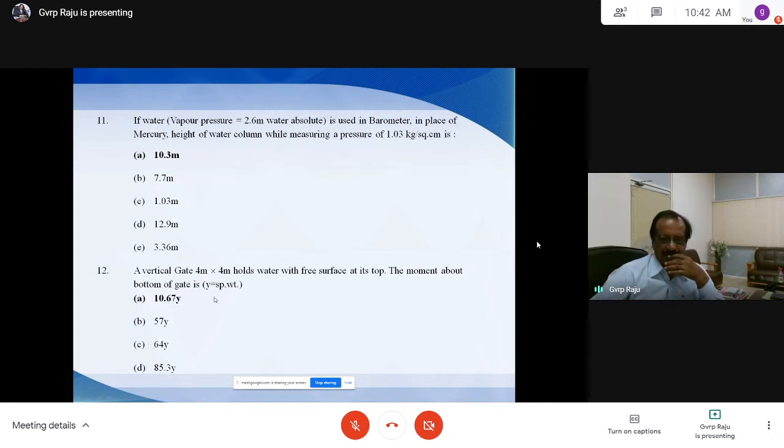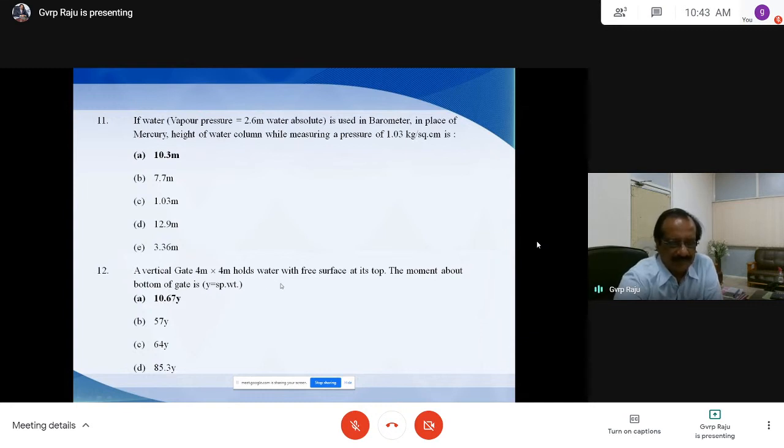So it is 8y into distance. Distance means the CG of the pressure diagram. From the top it is 2/3 h, and from the bottom it is 1/3 h. So 1/3 into h, and h is 4. So that is 8y into 4 by 3, and you will get 10.67y.